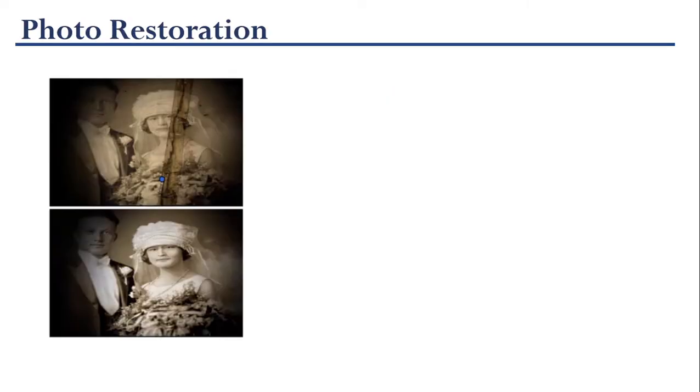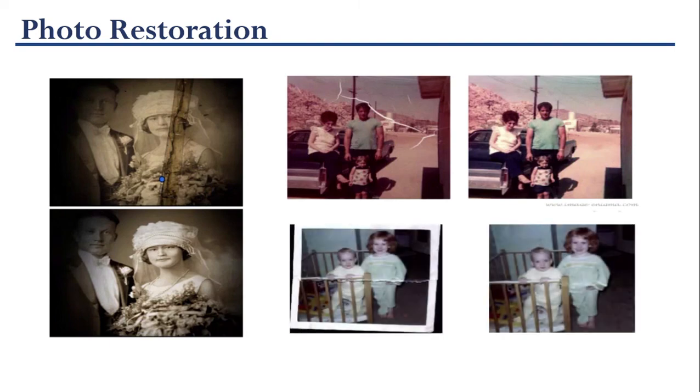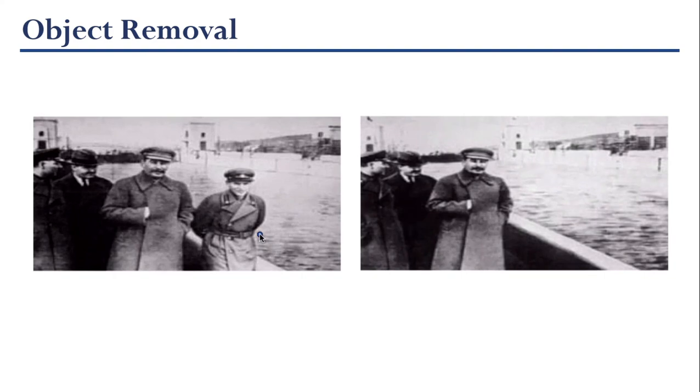Apart from that, image inpainting can be used in photo restoration. You can see in these pictures, the wrinkles are all removed. Also, it can be used in object removal. In this picture, a person is removed and the missing information in the left picture is filled by the information around. Also in the right picture, you can hardly imagine that there used to be a person.